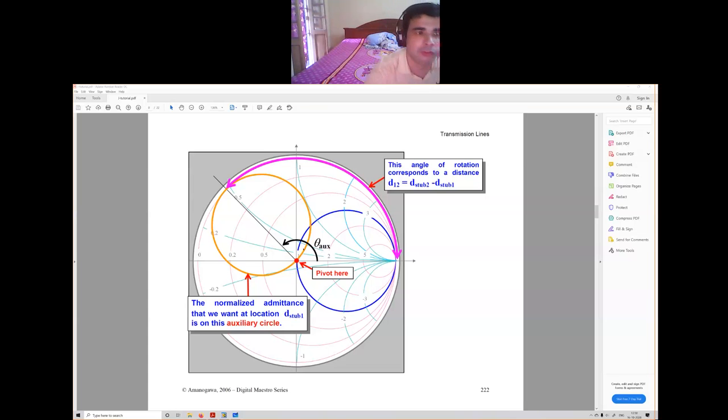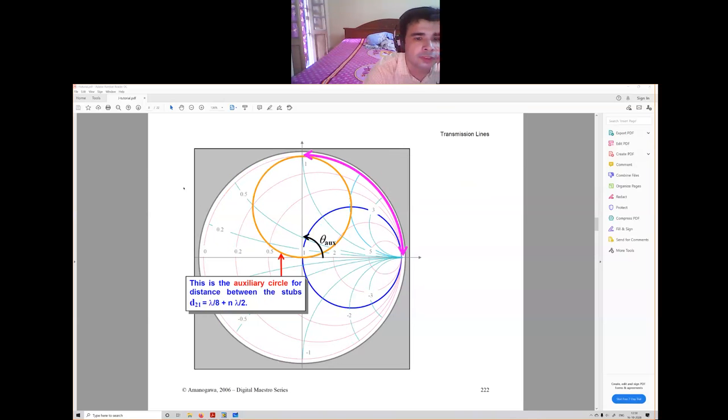Right. So we can see, if they are lambda by 8, what will be the angle? It will be 2 pi by lambda times lambda by 8. So lambda gets cancelled. That is pi by 4.